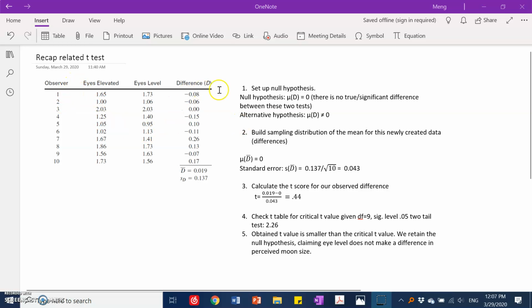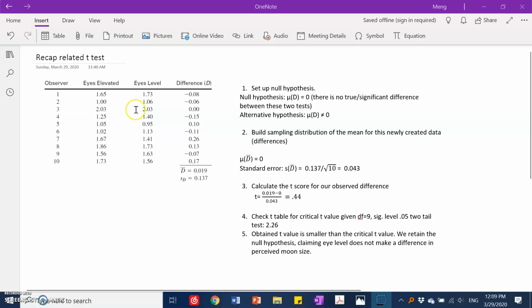Basically, this experiment was trying to examine whether people's eye level would make a difference in terms of their perceived Mu size. The researchers were comparing people's perceived Mu size when they elevate their eyes. This is the data set they have for this condition.